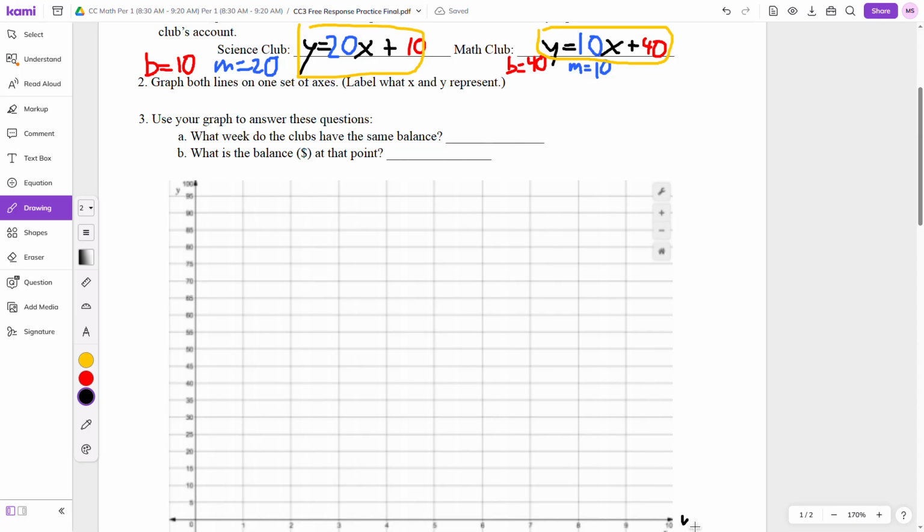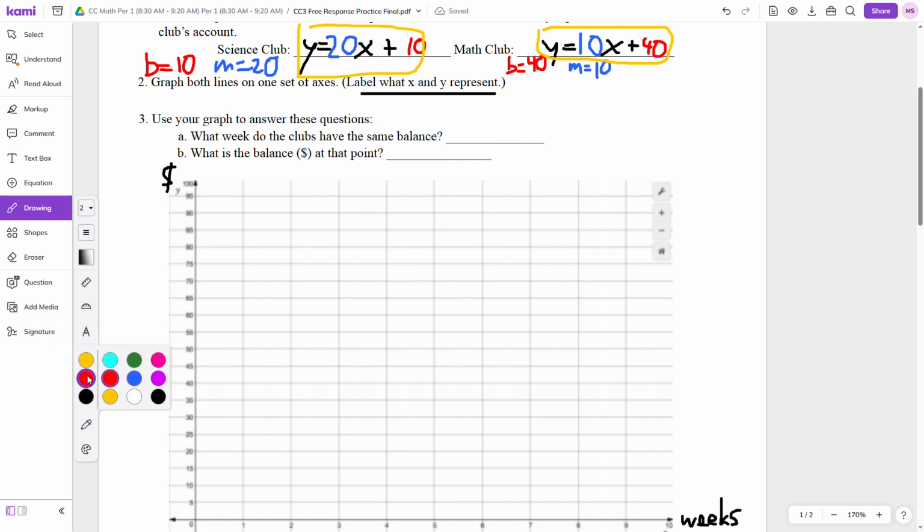Weeks would be down here, right? Isn't this the number of weeks? Okay, so it says label what x and y represent. And so this we'll just call money. I'll put a little dollar sign so that we know the y-axis is dollars. And now we have to graph the line. So how do we do that?